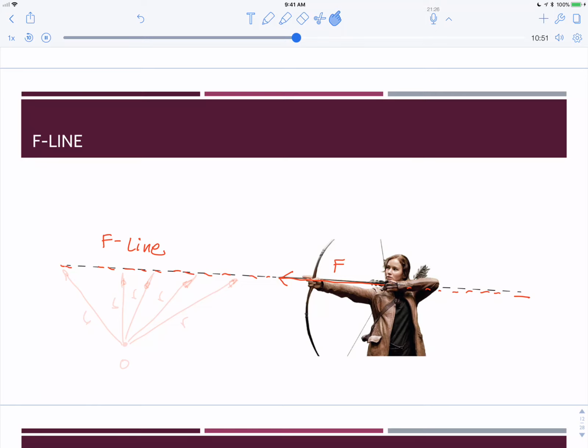Any point O, you then take a vector from there to anywhere on the F line. It doesn't matter. Okay? You just take the vector from O to anywhere on the F line. That will be R. And R cross F will be the moment, no matter which one of these you choose for R.